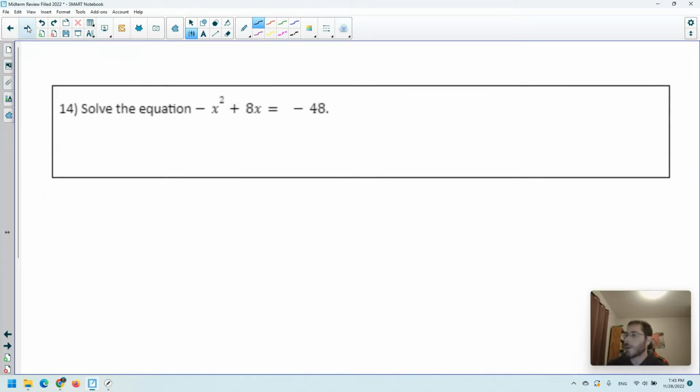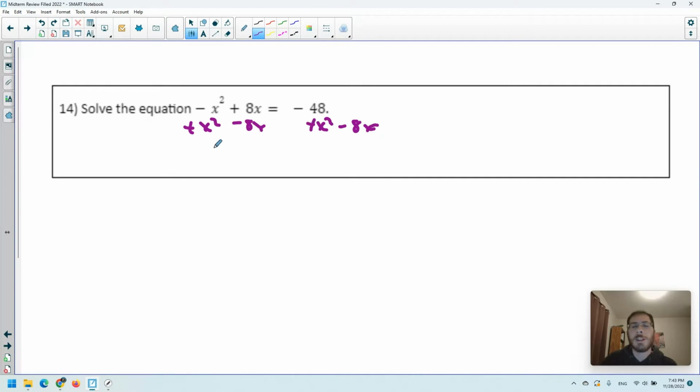Number 14, we need to solve this equation. So again, we can do this by hand. We could do this on our graphing calculator. If you do it on the graphing calculator, you want to make sure that you put this in, make that equal to y, and then y equals negative 48, and find where they cross. This one's actually, I think, going to be a little easier just to solve by hand, adding x squared and subtracting 8x to both sides.